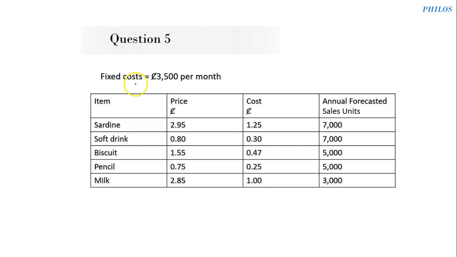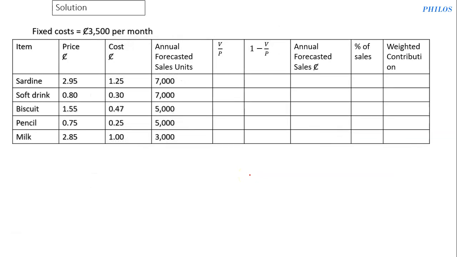Question 5. The fixed cost is 3,500 cedis per month. We want to find the break-even point in monetary terms. When you look at the table, you see that we have different products at different prices, at different costs, and at different annual forecasted sales units. So to solve this, you can redraw this table.